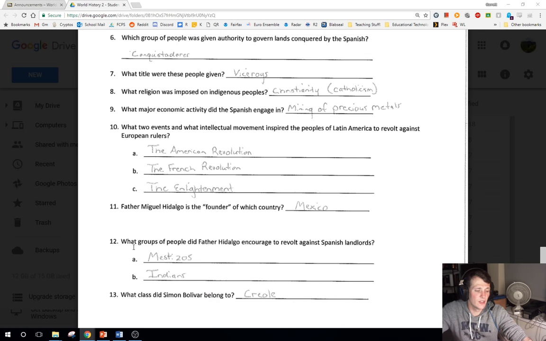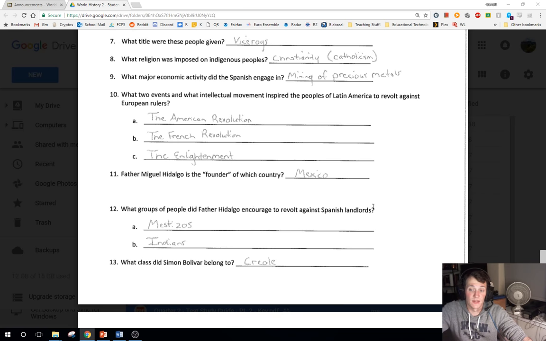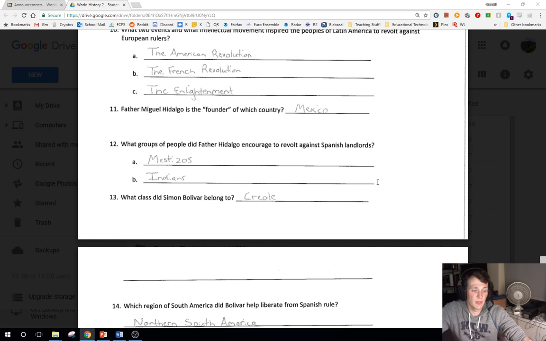He's going to be able to get the mestizos and the natives to come together to push against the Spanish landlords and to lead a successful independence movement and revolution. So that's a pretty big deal.